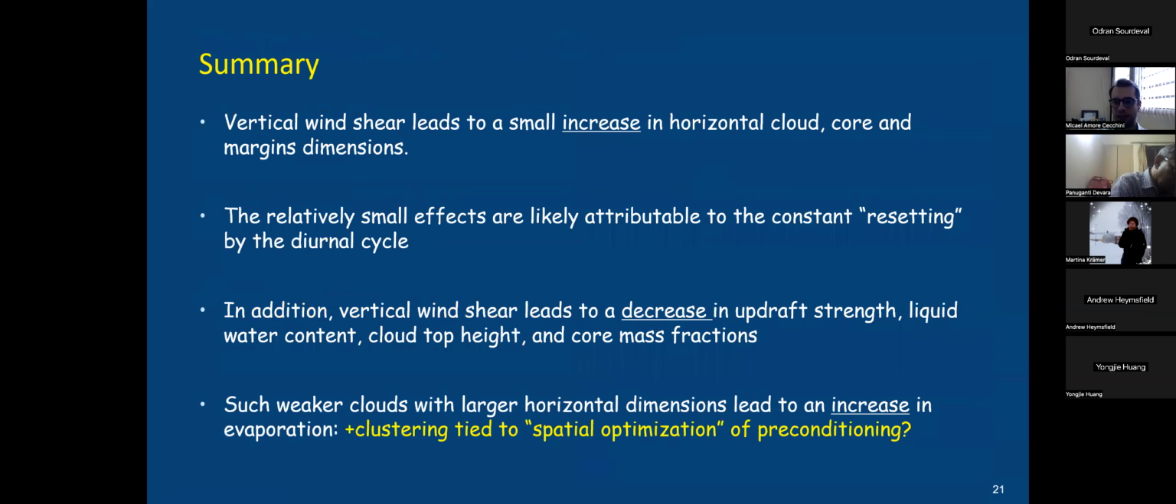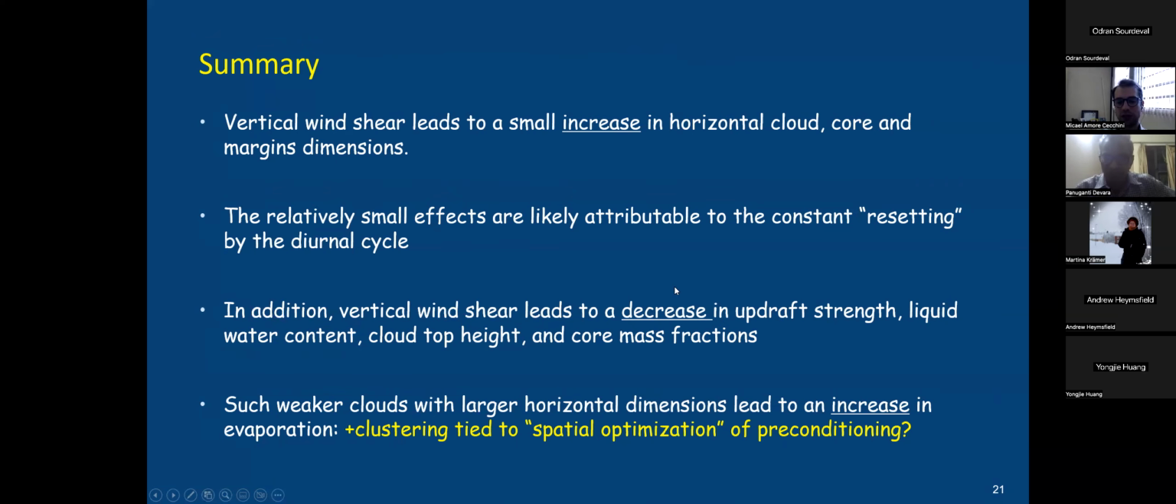And so that's my study for today, my presentation. The summary is that for vertical wind shear in the Amazon, where you have a daily cycle, the clouds have a limited time to suffer the effects of wind shear. So vertical wind shear leads to a small increase in horizontal cloud core and margin dimensions, which I attribute to the clouds having less time to grow on the daily cycle than in maritime clouds, for instance.